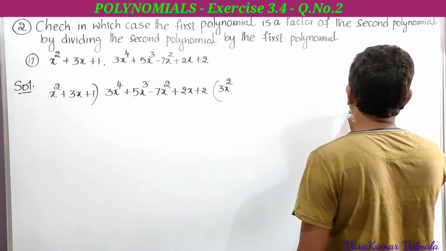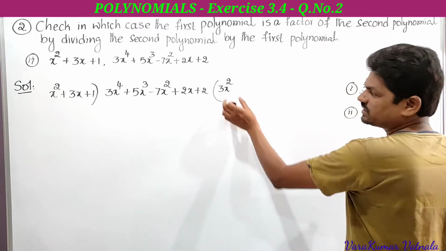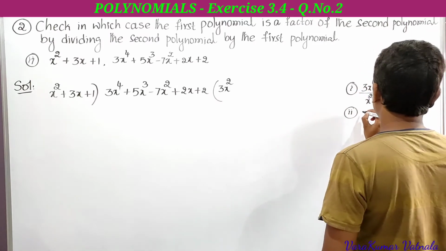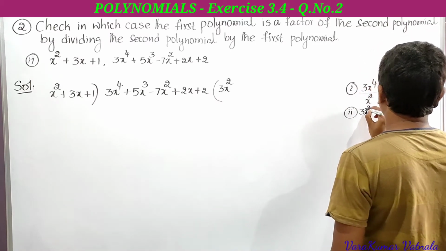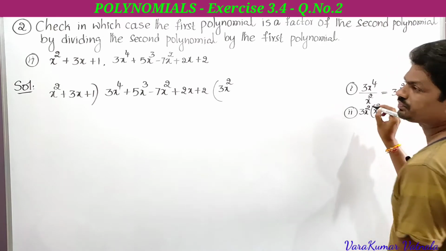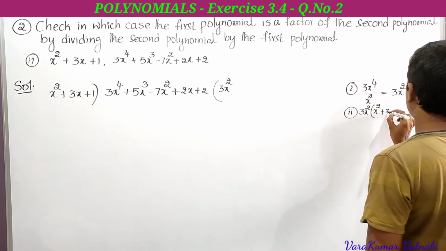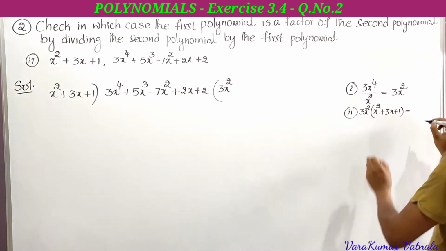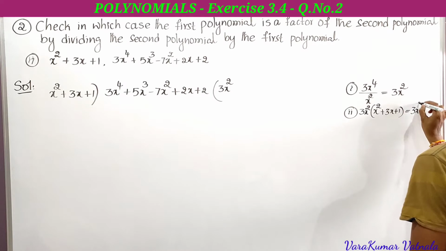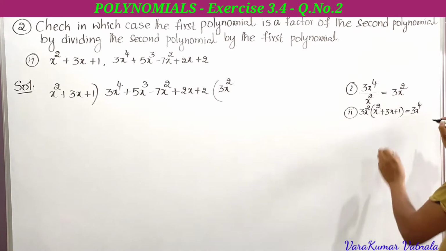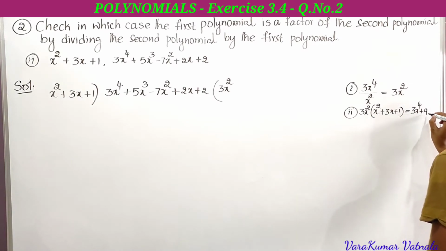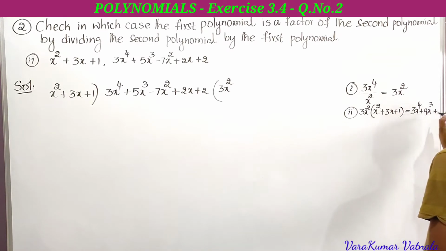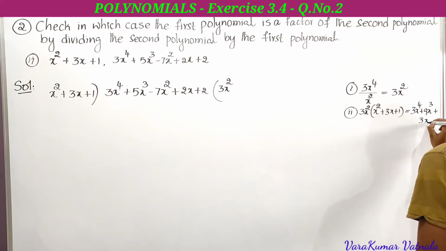In the second step, multiply the divisor with 3x square. That is, 3x square into x square plus 3x plus 1. 3x square into x square, we get 3x to the power 4. 3x square into 3x, we get 9x cube. 3x square into plus 1, we get plus 3x square.